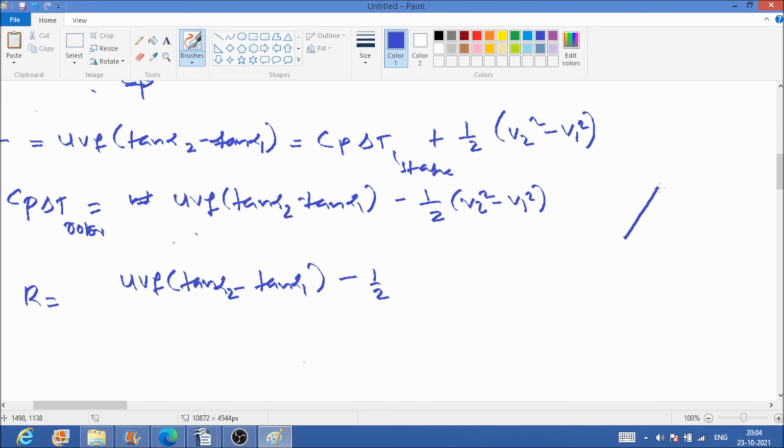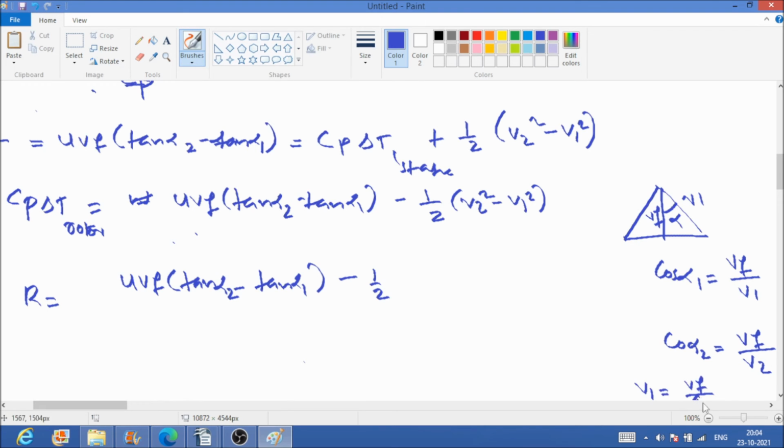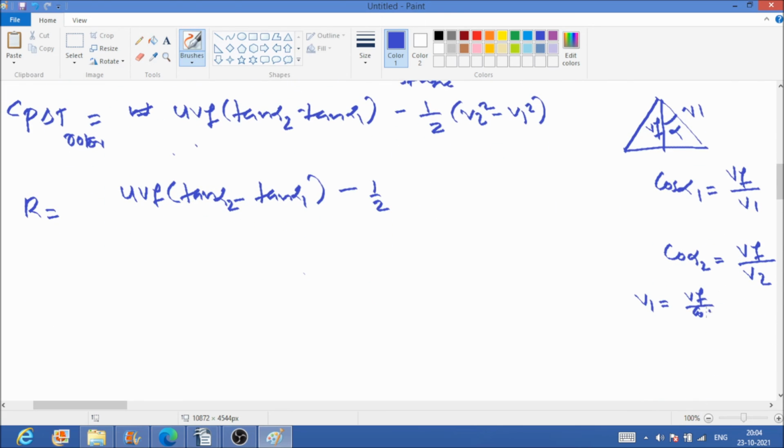If we go back to our velocity triangles, this was my Vf, this was my V, and this is alpha. If I consider the adjacent side and hypotenuse, cos alpha 1 is equal to adjacent side by hypotenuse, that is Vf by V1. Now I want to substitute for V2 and V1. In the second triangle, cos alpha 2 is equal to Vf by V2. Now what is V1? V1 is equal to Vf by cos alpha 1, that is sec alpha 1 Vf.